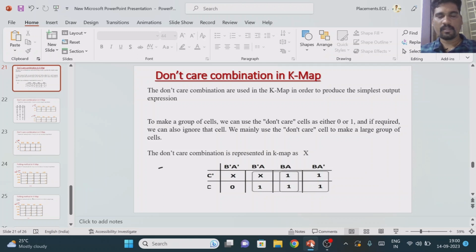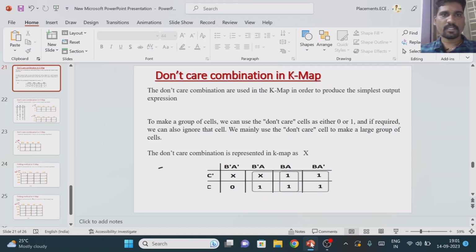Later on we are going to see what will happen if you minimize the expression without don't care combinations, and one more thing, if you perform the minimization with don't care combinations, what is the difference we are going to observe in today's class. Before going to solve the problems using the don't care combinations in the K-map, first we will try to understand the meaning of the don't care combinations.